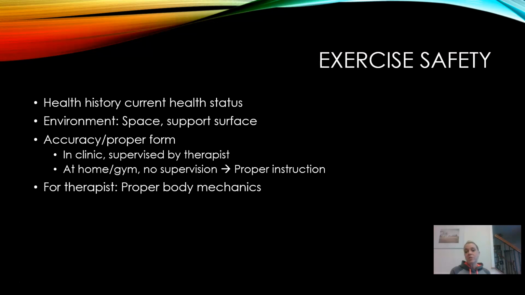Will they be going to a gym? Will they be exercising at home? What sort of equipment are they going to have access to? So you can adjust your program accordingly for that. Even in your gym, think about what space, the support surface that they're on.